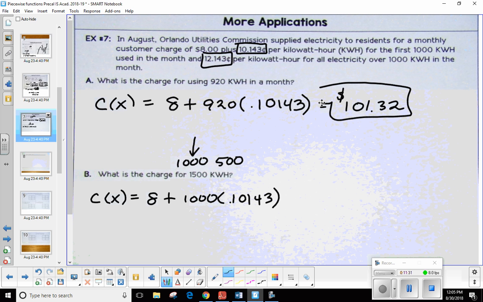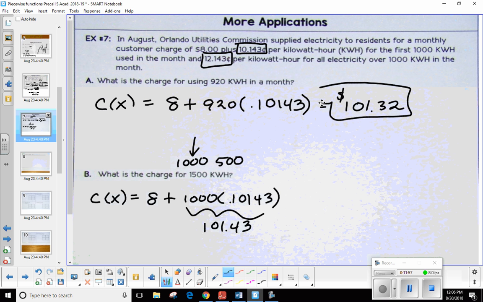Okay, so that takes care of the first 1,000 hours. Or you could go ahead and do this. If I multiply that decimal by 1,000, what's it going to do to the point? It's just going to move it over 3. So you could streamline it and say, I know that would be $101.43 for the first 1,000 hours. We just don't want to forget about the first 8, right?